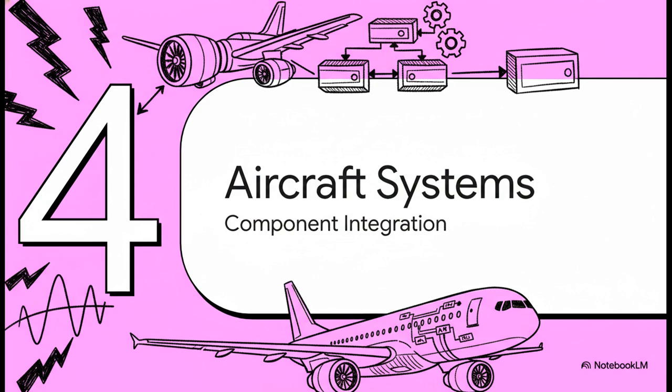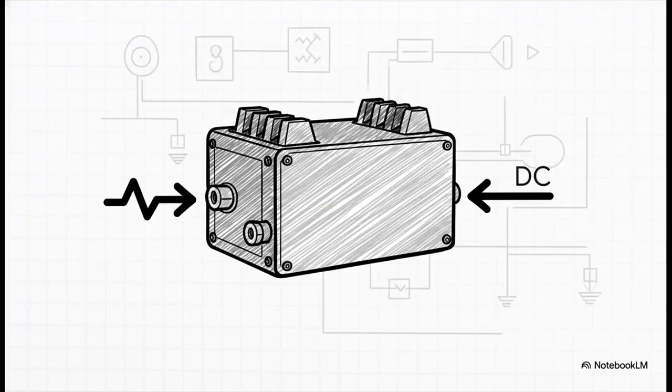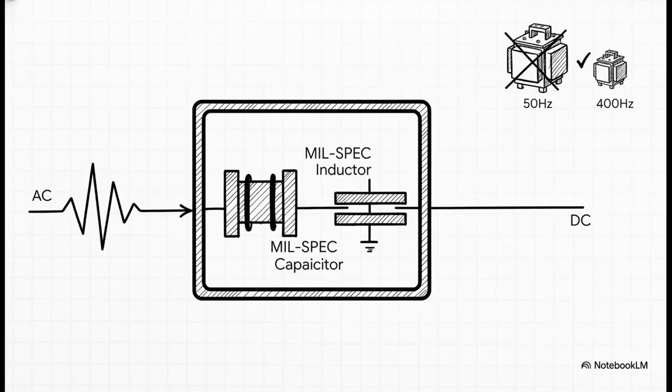We now synthesize these principles and components to see how they integrate into functional aircraft line replaceable units. A primary example of system integration is the Transformer Rectifier Unit, or TRU, within the ATA Chapter 24 framework for electrical power. Its function is to convert the aircraft's AC power to 28-volt DC for main power buses. The use of 400 Hz is a deliberate engineering choice. This higher frequency permits smaller, lighter magnetic components, which saves critical aircraft weight.